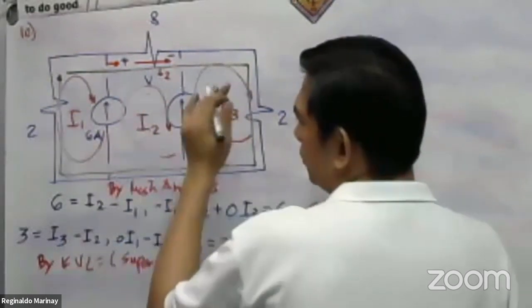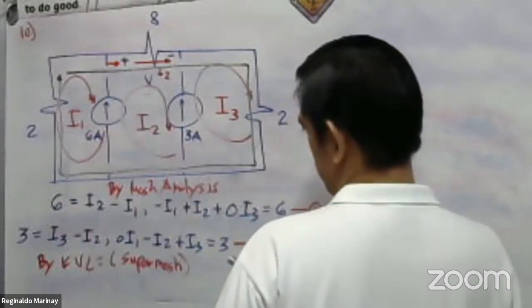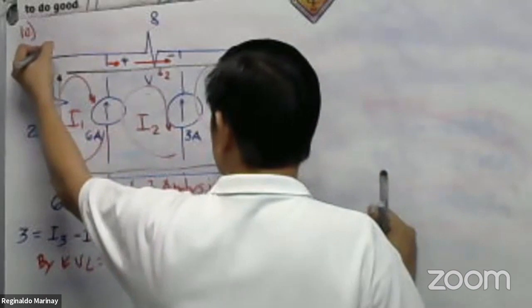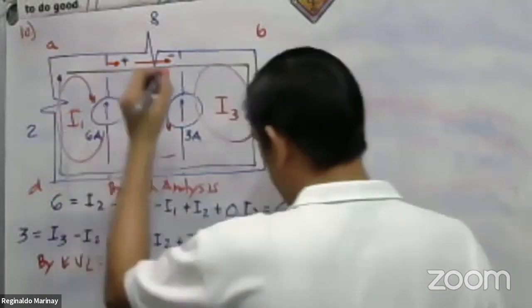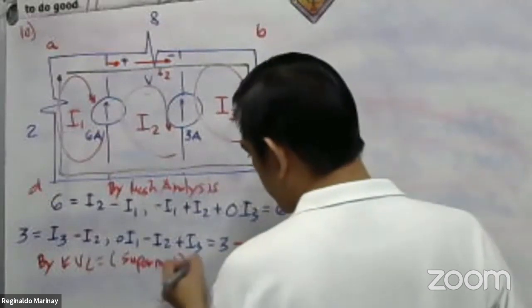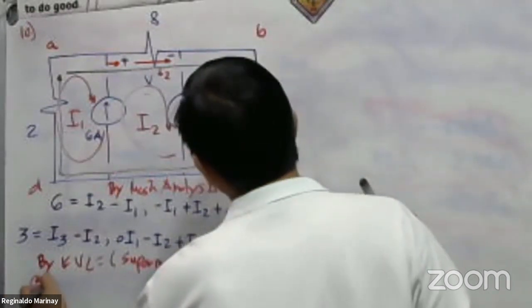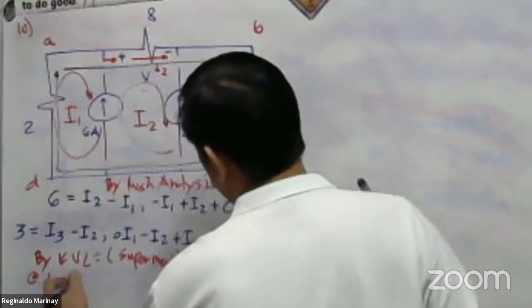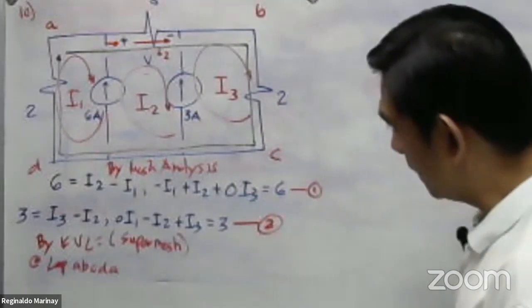What you will consider only is the loop A, B, C, D, and A. Apply KVL at loop A, B, C, D, A. So, that's all.